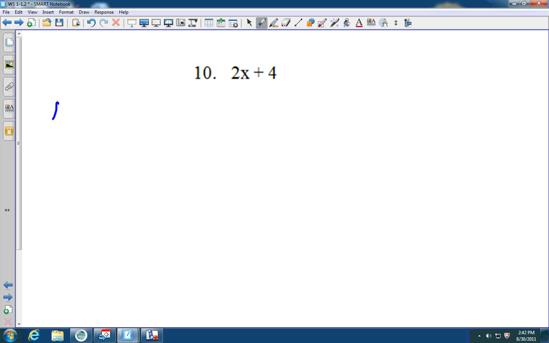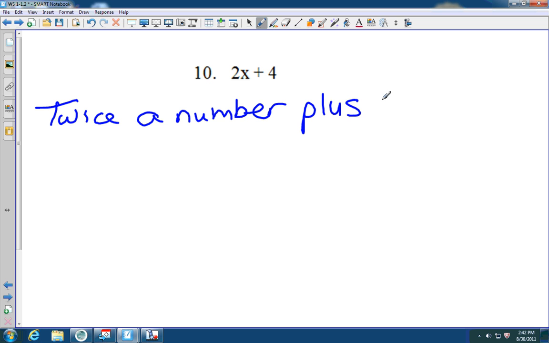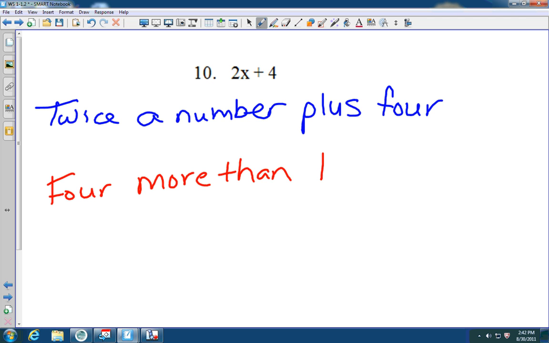Well, let's see. I could come up with twice a number plus 4. I could even come up with 4 more than 2 times a number. I'm sure there are many others. See what other examples you could come up with.